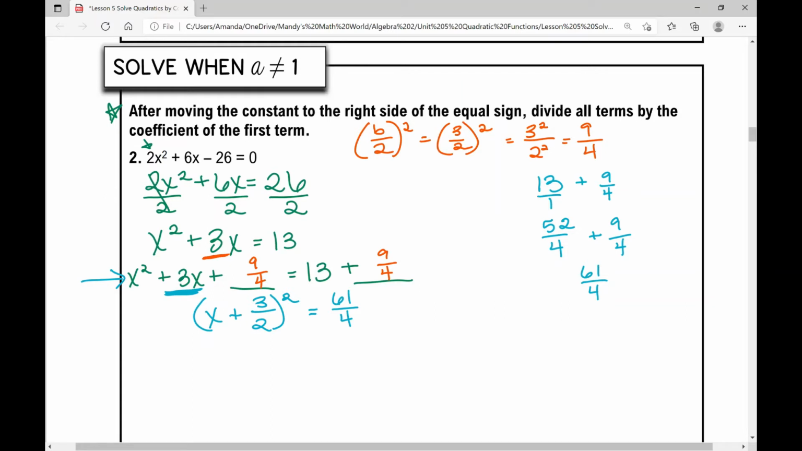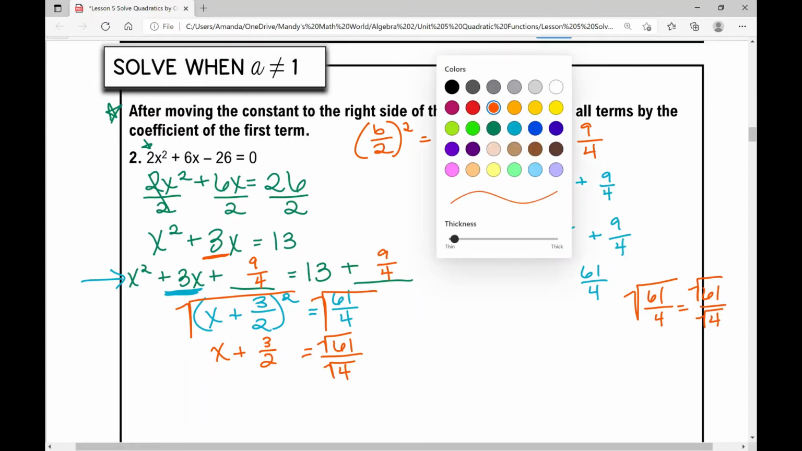So what's the next step at this point? I need to get rid of that square. How do I undo that square? I take the square root of both sides. So now I'm left with x plus 3 over 2 equals the square root of 61 over the square root of 4. The square root of 61 over 4 is the same thing as the square root of 61 over the square root of 4, so I can write those, they mean the same thing.